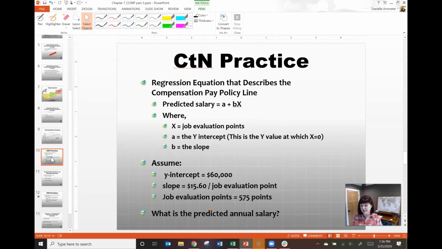So if we do a little exercise, a regression equation, and this is practice, this is extra, it's not what's going to be on your homework, but this is the regression formula. Here we're going to assume that our y-intercept is $60,000. The slope is $15.60 per job evaluation point, and we have 575 points. And so we want to predict the salary. That's why we do regression, so that we can predict y, which is our annual salary, based on x, which is our job evaluation points.